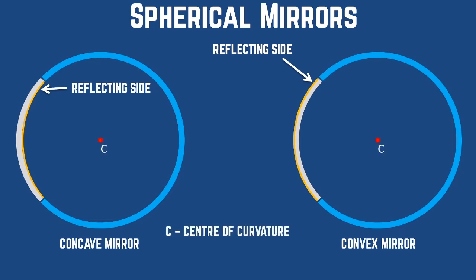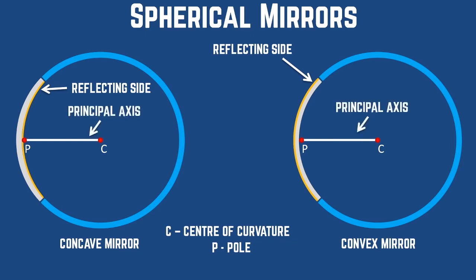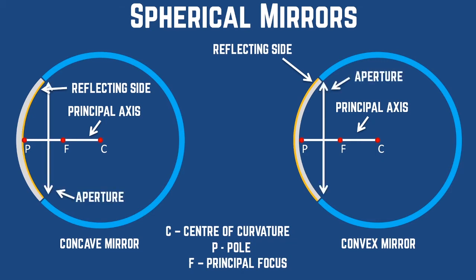of curvature. The center of the reflecting surface of the spherical mirrors is called the pole, and the line joining the center of curvature to the pole is known as the principal axis. The point which lies at the center of the principal axis is called the principal focus. And finally, the diameter of the reflecting surface of the mirror is known as the aperture.